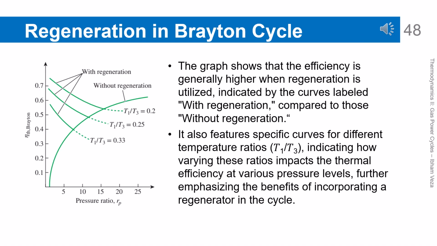Efficiency gains with regeneration in Brayton cycle. This graph shows that the efficiency of the cycle with regeneration is always higher than that without regeneration. The effect of regeneration becomes more significant at certain pressure ratios. The curves also show that the ratio between minimum and maximum temperatures affects how much benefit regeneration provides. This means regeneration is most effective when there is a sufficiently large temperature difference between the exhaust gases and the compressed air. In design, this condition must be considered for the regenerator to work optimally.